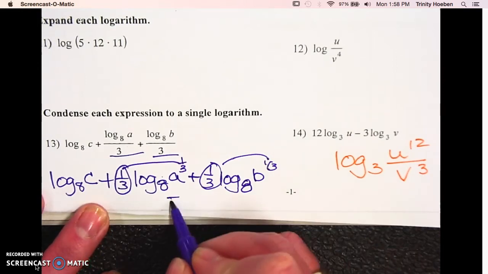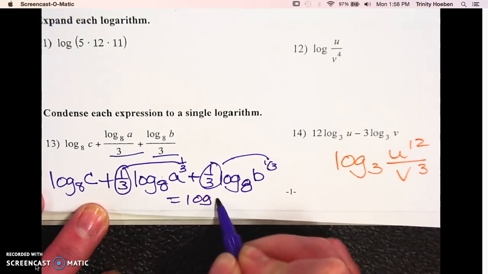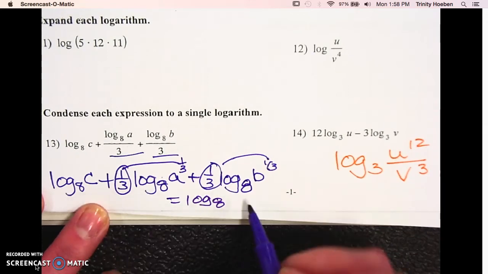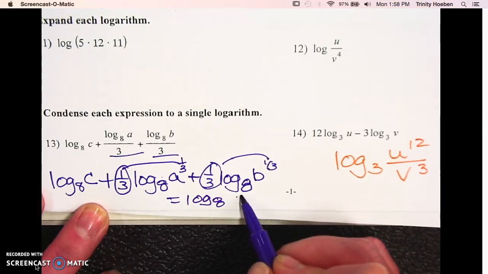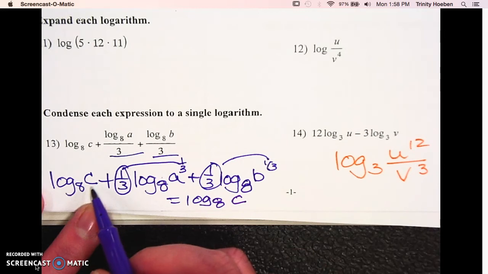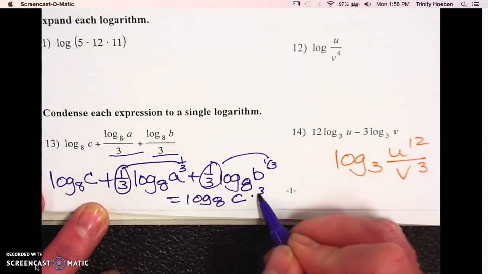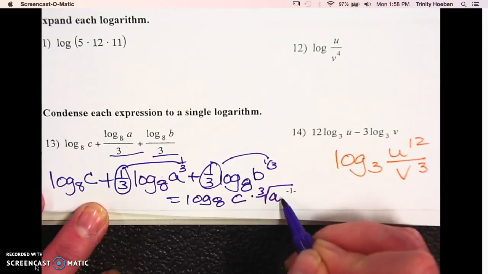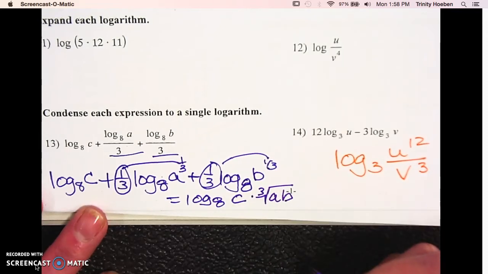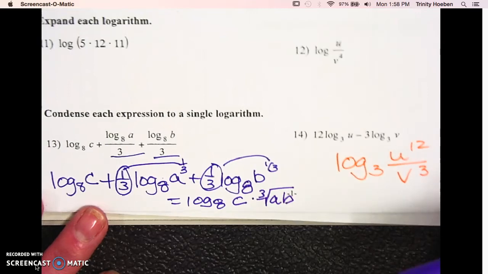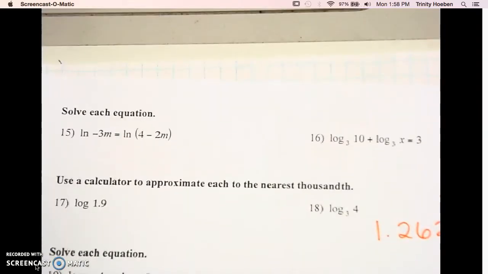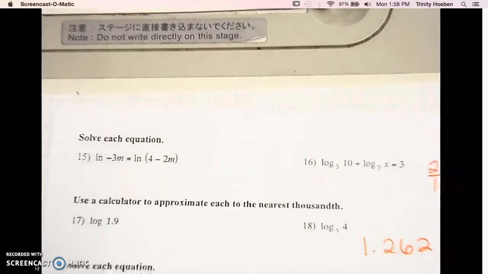So we're going to end up with log base 8, because they all have that log base 8. And then it's going to be C, because we don't need to do anything with that one, times the 3rd root of both A and B under that radical. All right?